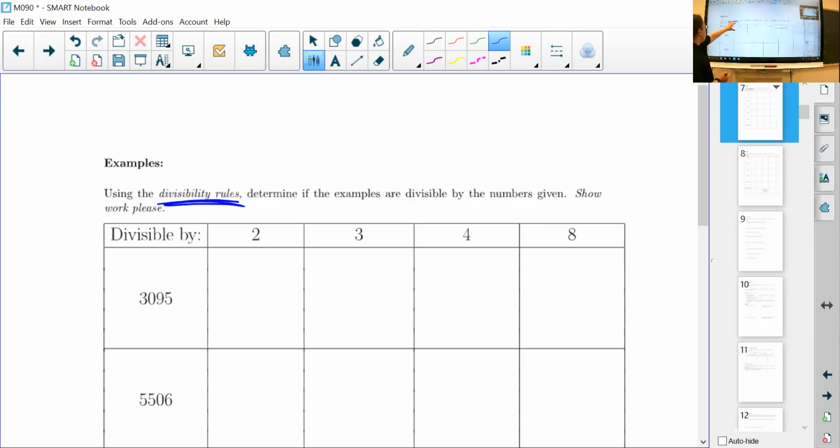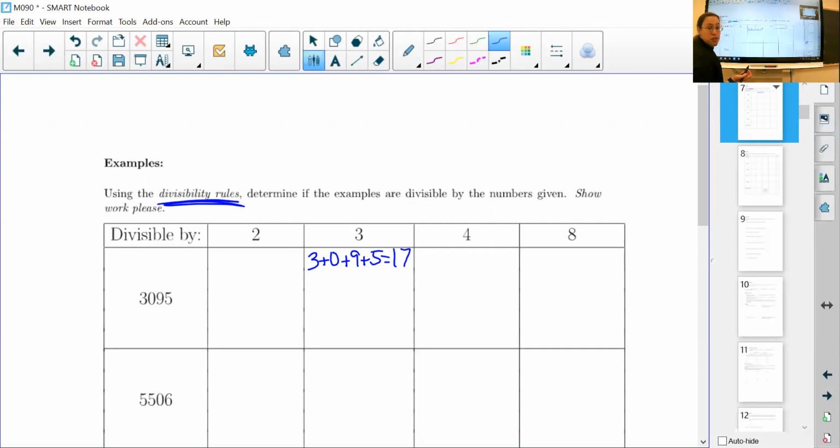I want you to use those tricks, those divisibility rules that we just talked about. 3095, is it divisible by 2? Is it divisible by 3? 4, 8. Let's do a couple of these together. Let's look at 3. So 3095, I'm going to add up those digits. And we can do it a couple ways. 3 plus 0 is 3, plus 9 is 12, plus 5 is 17.